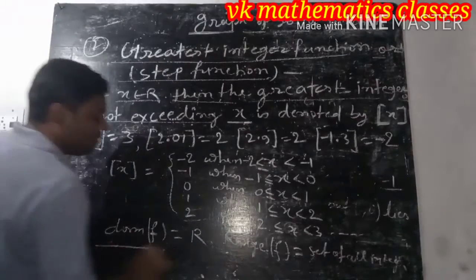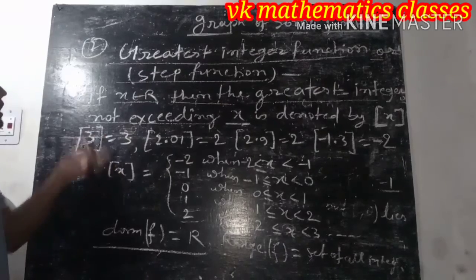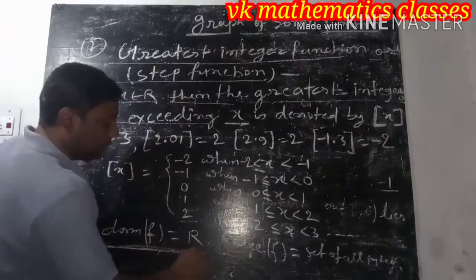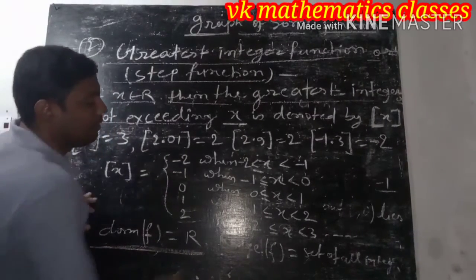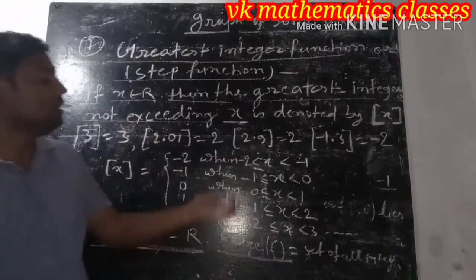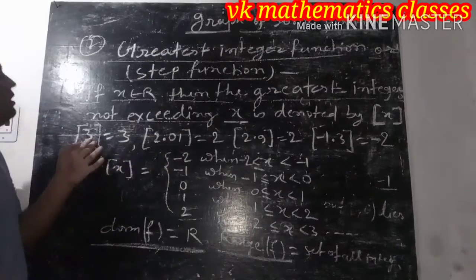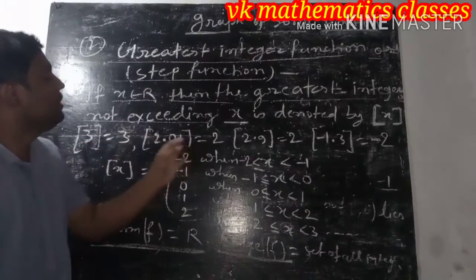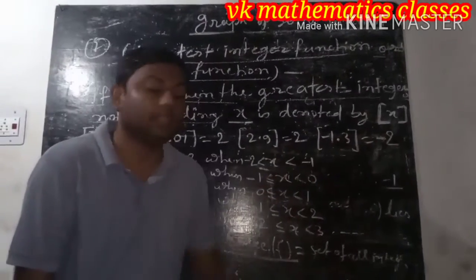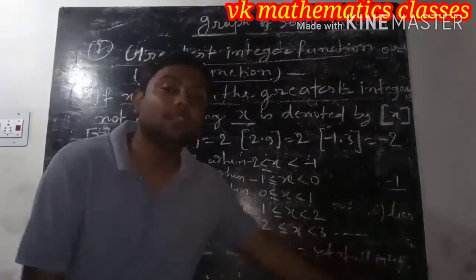Now we take the domain of f. We can take any number in the domain, so the domain of f is equal to R, the real numbers, but the range of f is equal to the set of all integers, because if we take any point, suppose 3.8, this is equal to 3. If we take minus 1.5, it is equal to -2. So all these values form the set of all integers.